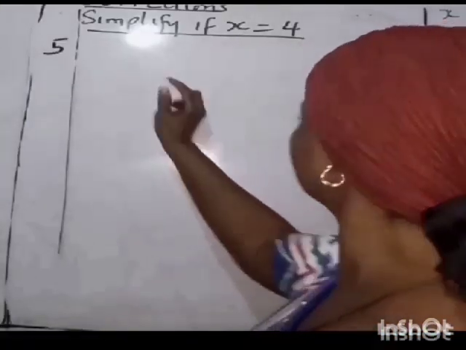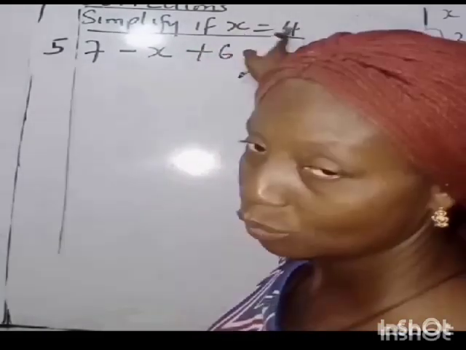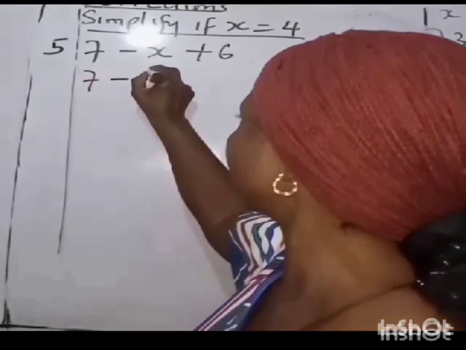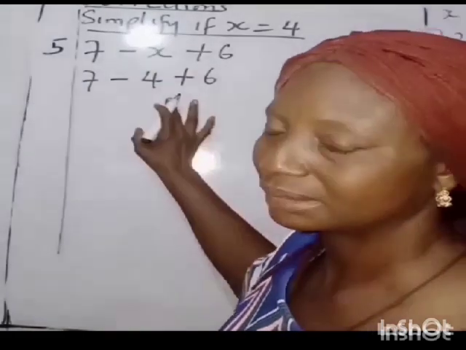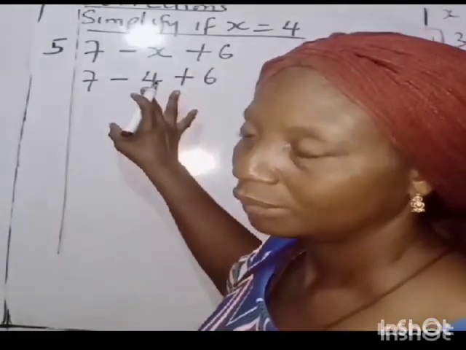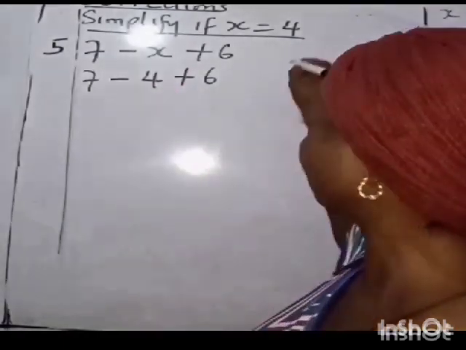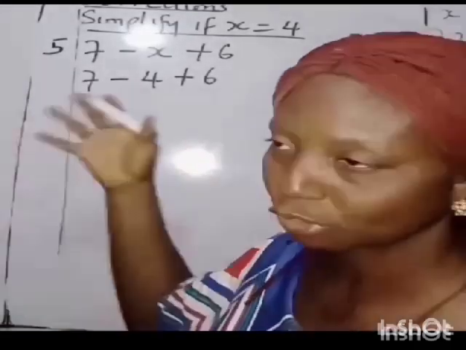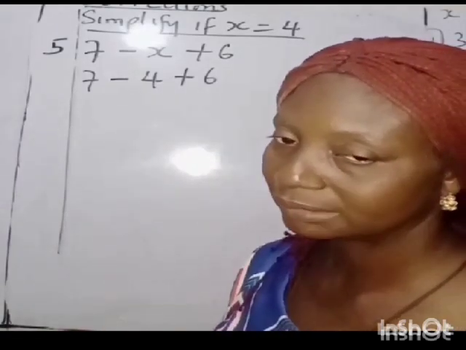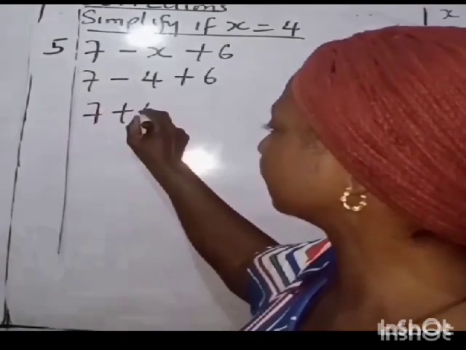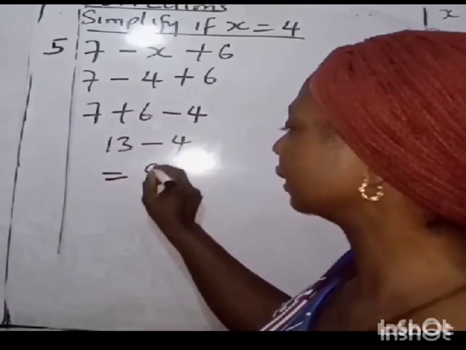Okay, number 5. 7 minus x plus 6. X is equal to 4. According to the instruction, 7 minus 4 plus 6. And then we rearrange it. The reason for rearranging it is because we normally solve addition before subtraction. When you go to your BODMAS, we all know about BODMAS. BODMAS says addition before subtraction. So arrange it in such a way that the positive numbers will come before the negative numbers. So you have 7 plus 6 minus 4. That will give you 13 minus 4. And finally your answer becomes 9.